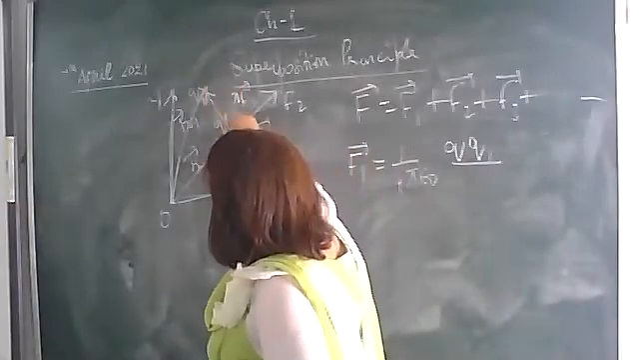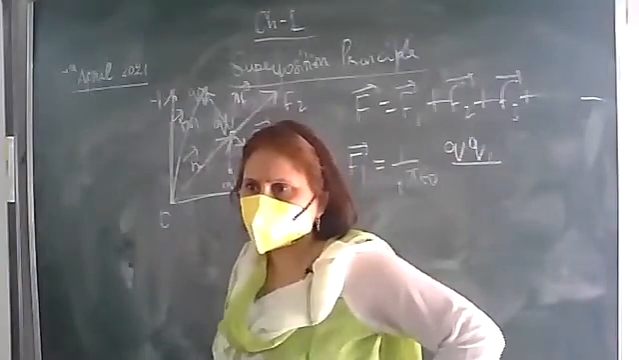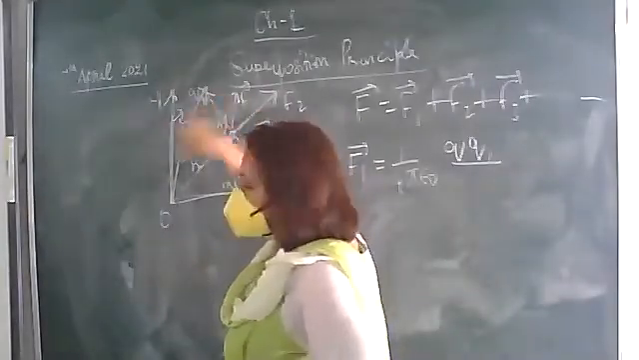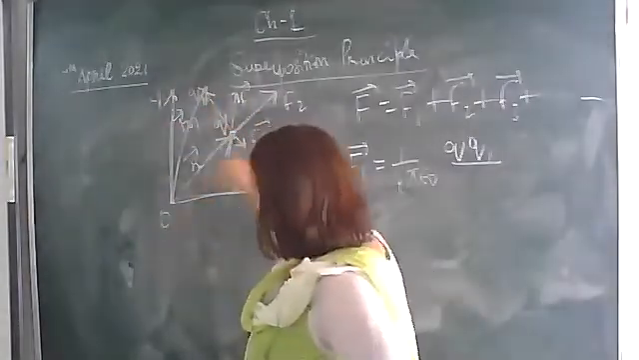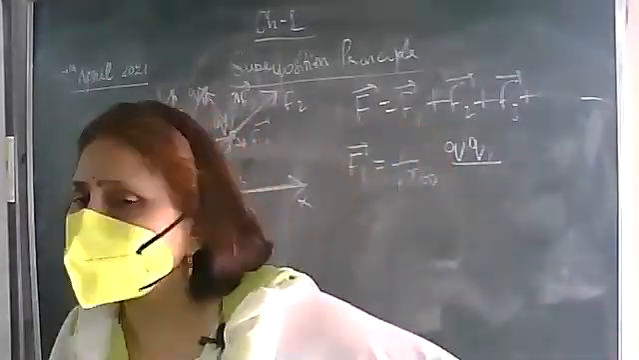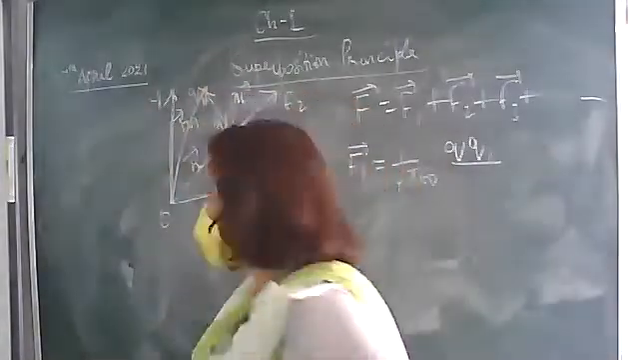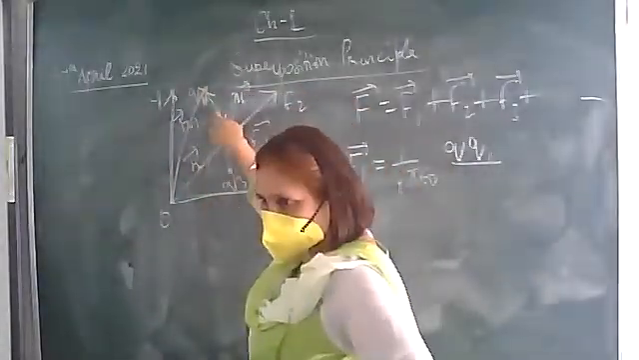What is the distance between Q and Q1? Because it is the square of the distance between these two charges, we should know what is the distance between them. If this is r vector, this is r1 vector, I subtract the vectors. How much is it? It will be r minus r1 vector.